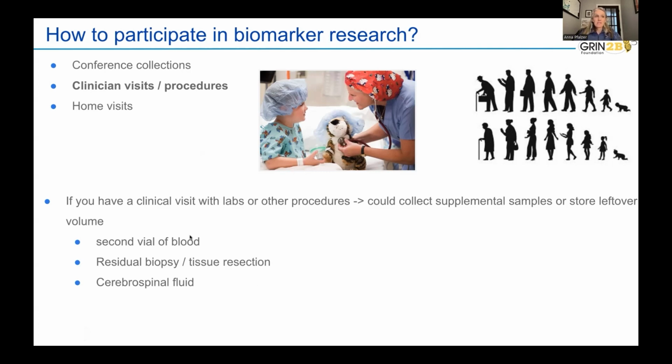So whether that is collecting a second vial of blood, whether that is there was a biopsy that was required to be taken or a tissue that was resected for some purpose, anything that is not needed clinically could potentially be stored and saved for research purposes. And then obviously cerebral spinal fluid, if there is ever a case where your child has to have a lumbar puncture or otherwise open the space where cerebral spinal fluid is accessible, cerebral spinal fluid would be something that many researchers could potentially leverage and use to look for biomarkers for GRIN2B related.